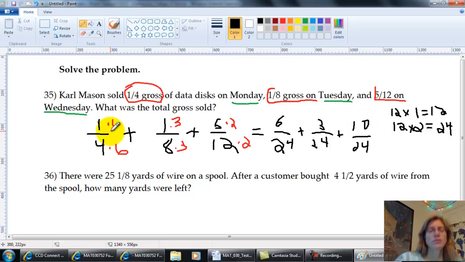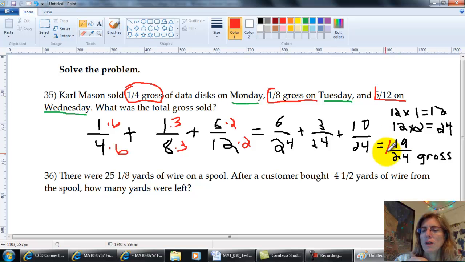So now we have an equivalent fraction for 1/4, which is 6/24, 1/8, which is 3/24, and 5/12, which is 10/24. Each fraction has a new denominator of 24. If we add 6 plus 3, which is 9, plus 10 is 19. So our overall answer becomes 19/24 gross. Number 35 is 19/24 gross.